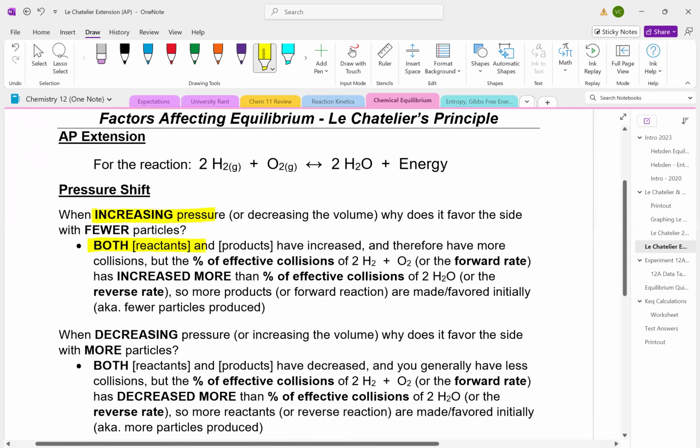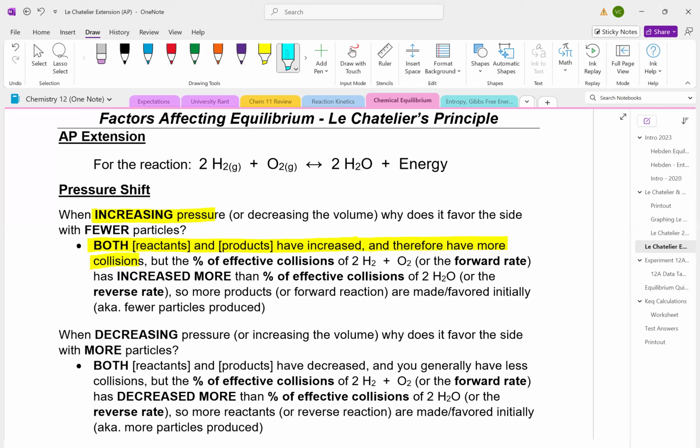both the reactants and products have increased. All right, and therefore you have more effective collisions, both in the forward and the reverse directions. But the increase of effective collisions for hydrogen and oxygen, in this case for the forward rate, has increased more than the percentage of effective collisions of the reverse rate. So because of that, more products, or the forward reaction, are made or favored initially.